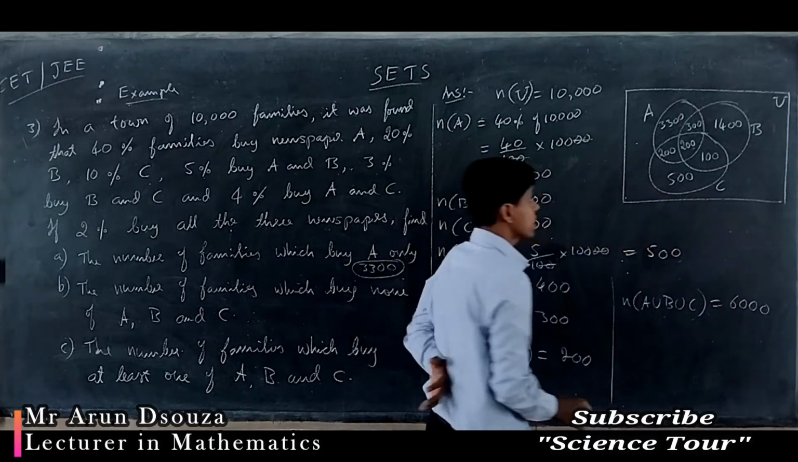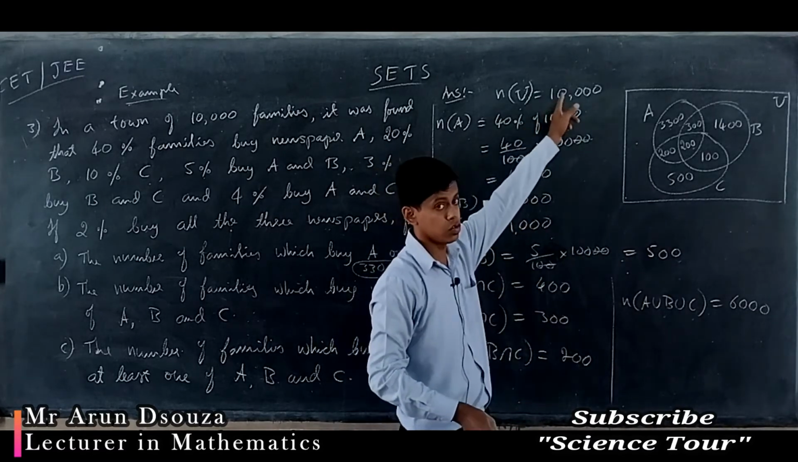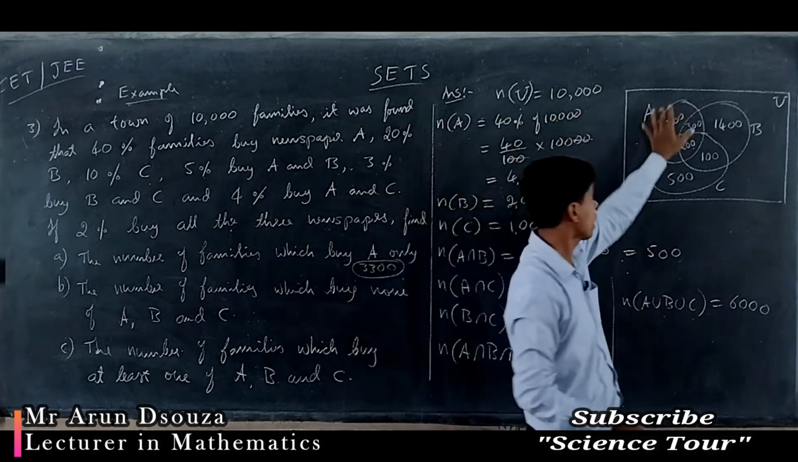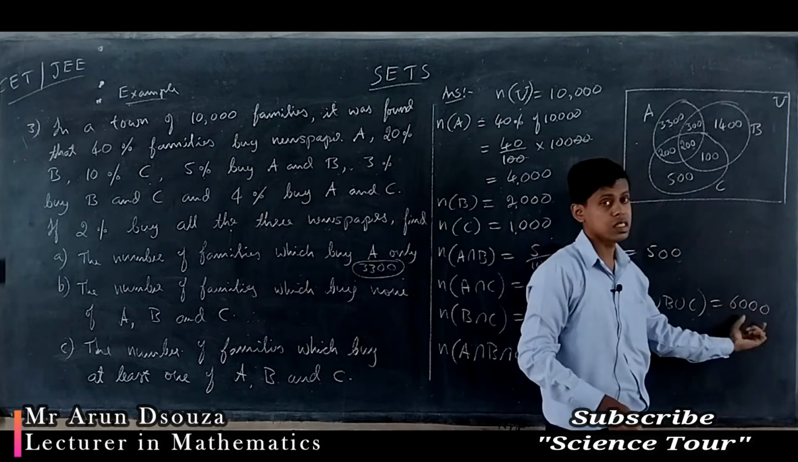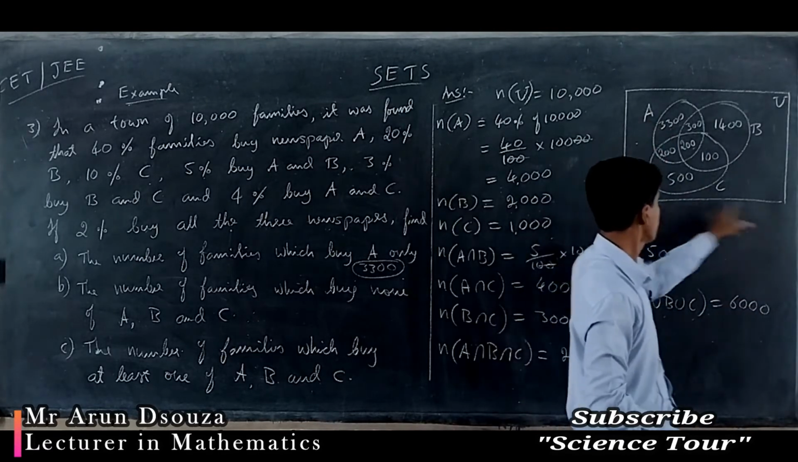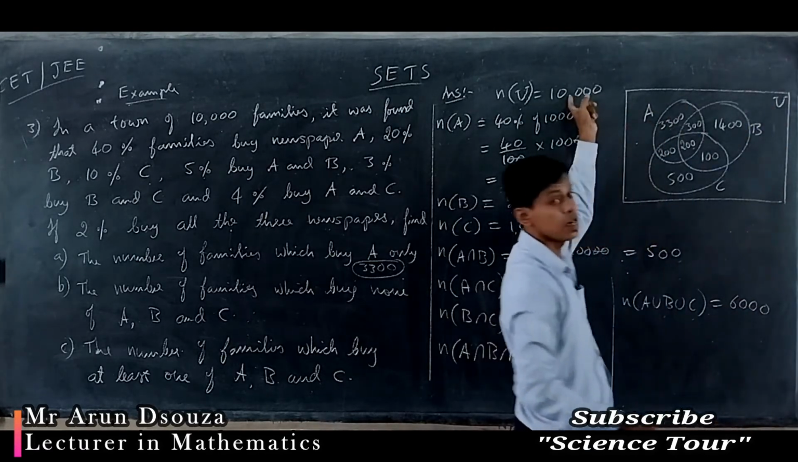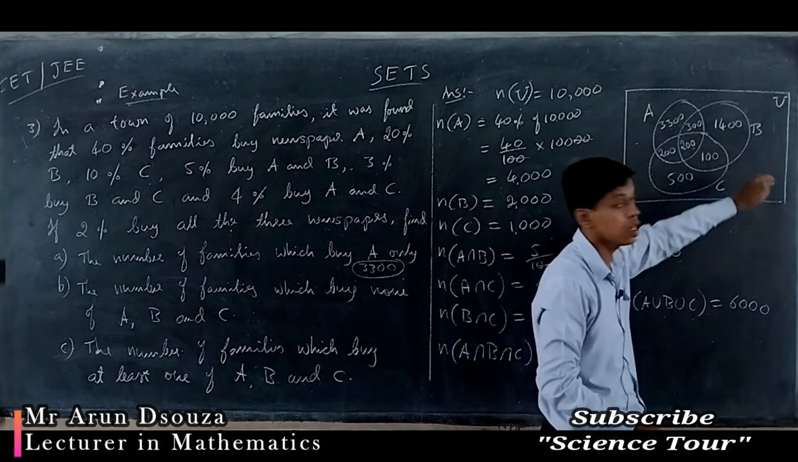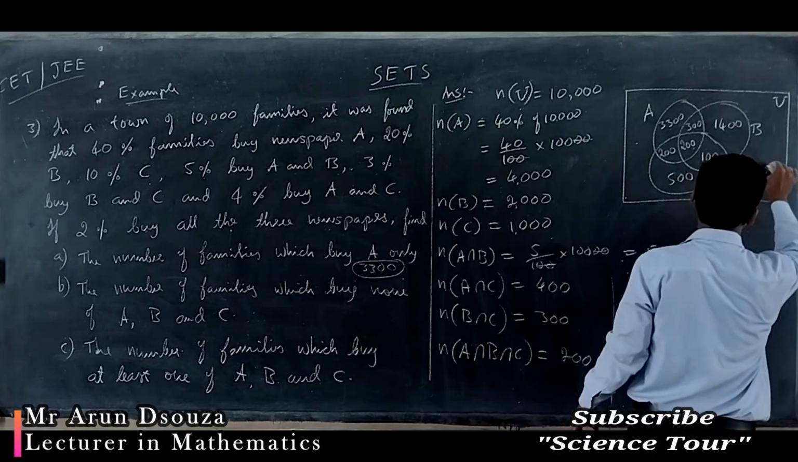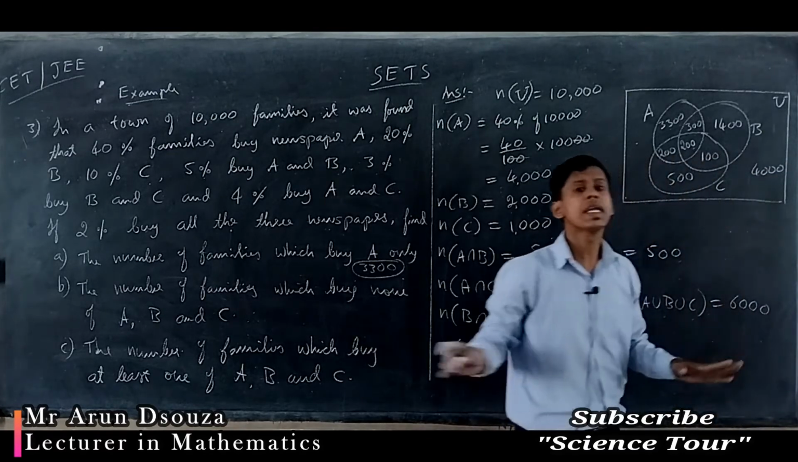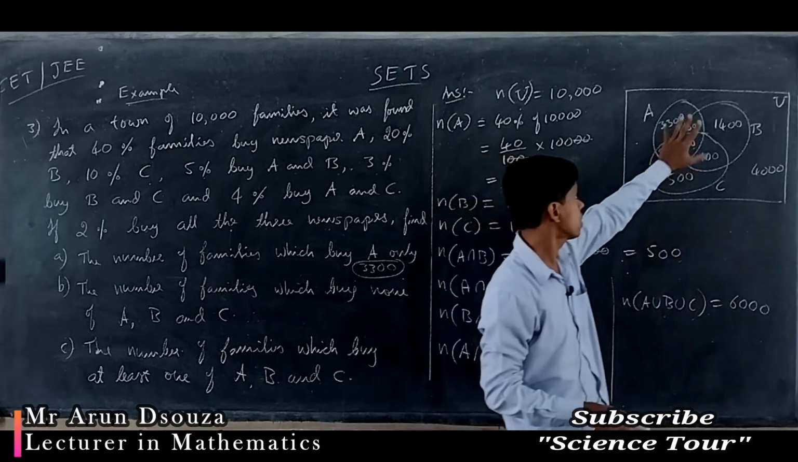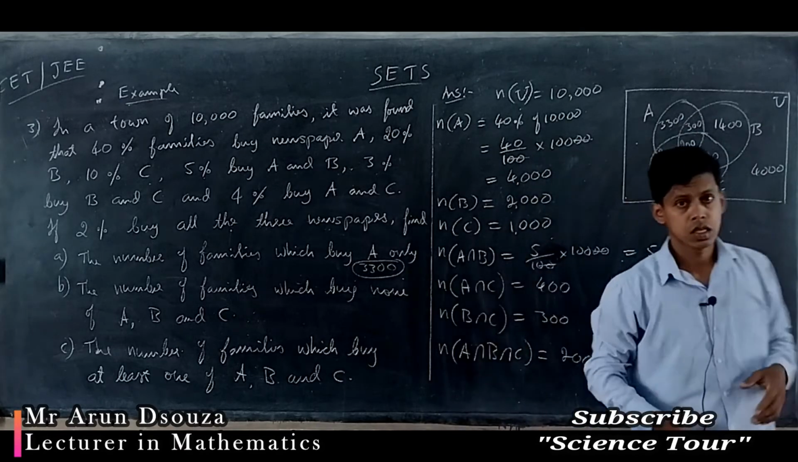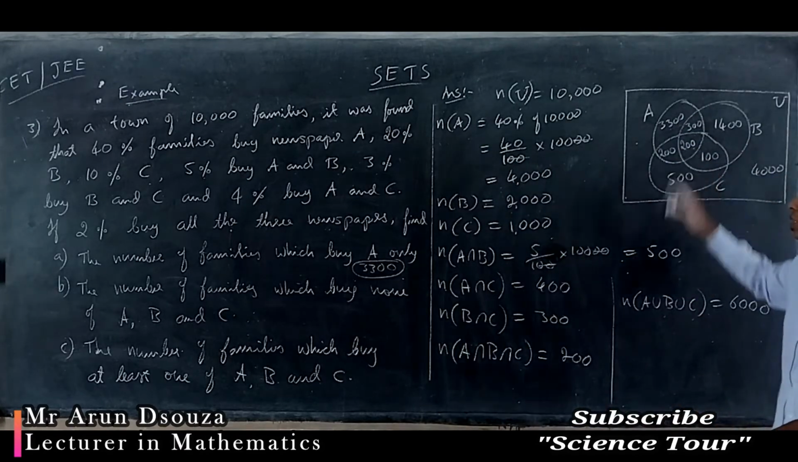What is n of universal? 10,000. Now how many are inside these circles? 6,000. In the rectangle, how many are there? In the rectangle, 10,000 are there. So how many are outside the circle? 4,000. 4,000 don't buy any newspaper. Only 6,000 read A, B or C, or both of them, or all the three.